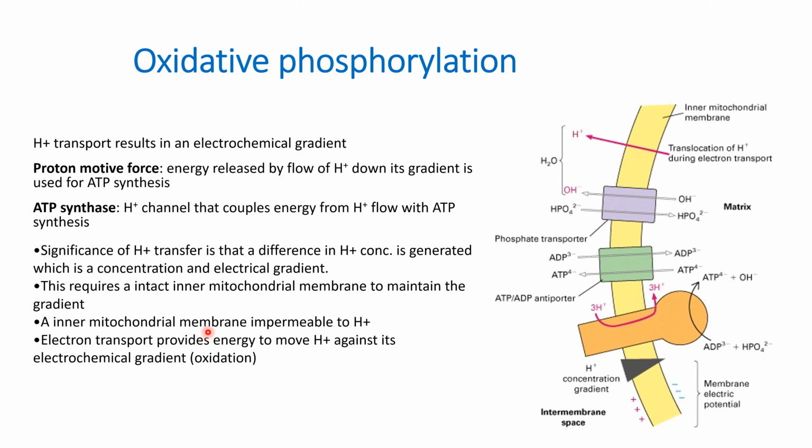The inner mitochondrial membrane is impermeable to H positive. Electron transport provides energy to move H positive against its electrochemical gradient, right? Because otherwise this H positive is not able to cross that membrane. So electron transport is the mechanism, which is chemiosmosis, shuffling or forcing this hydrogen ion to move to the other side, right? So there is the translocation of H positive during electron transfer from here to here, and then forming the water molecule.